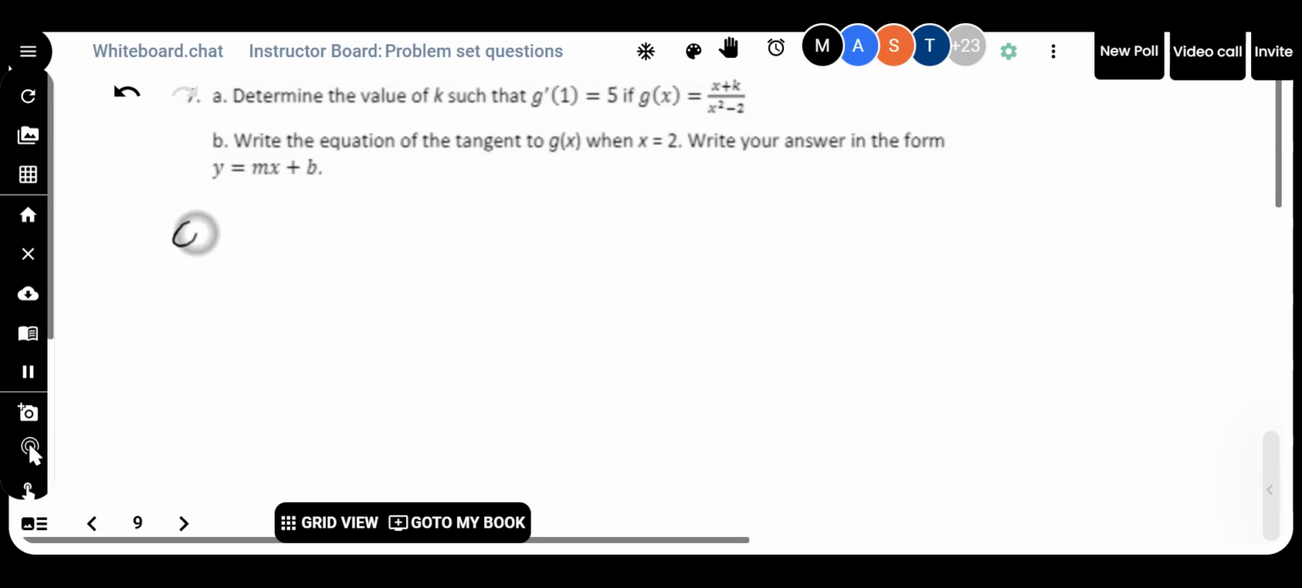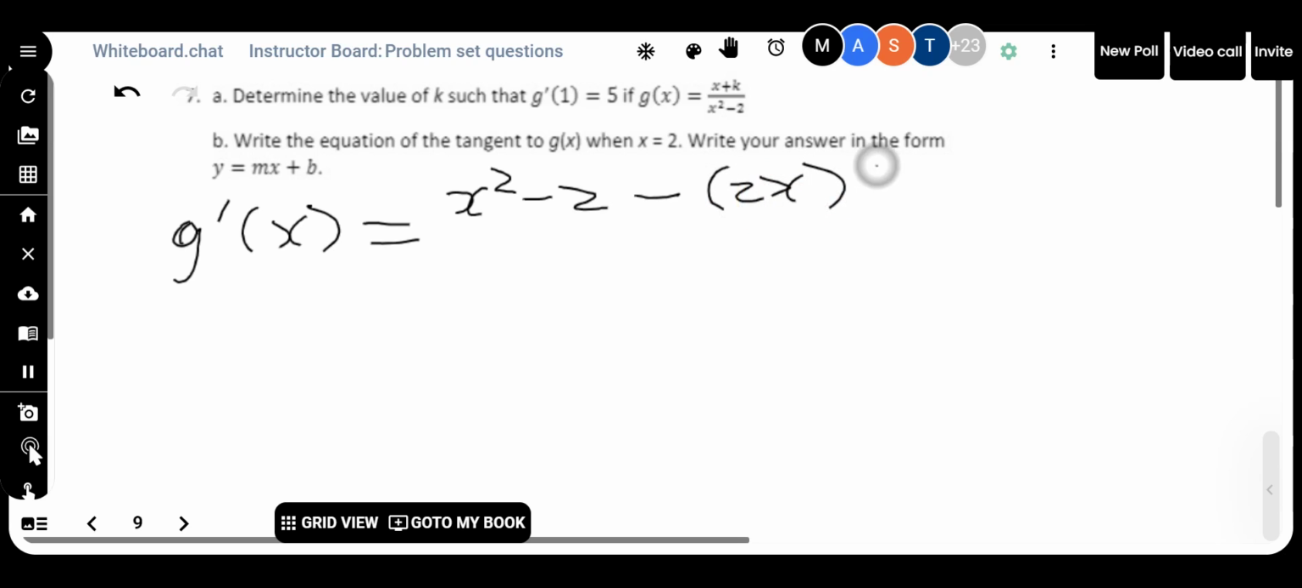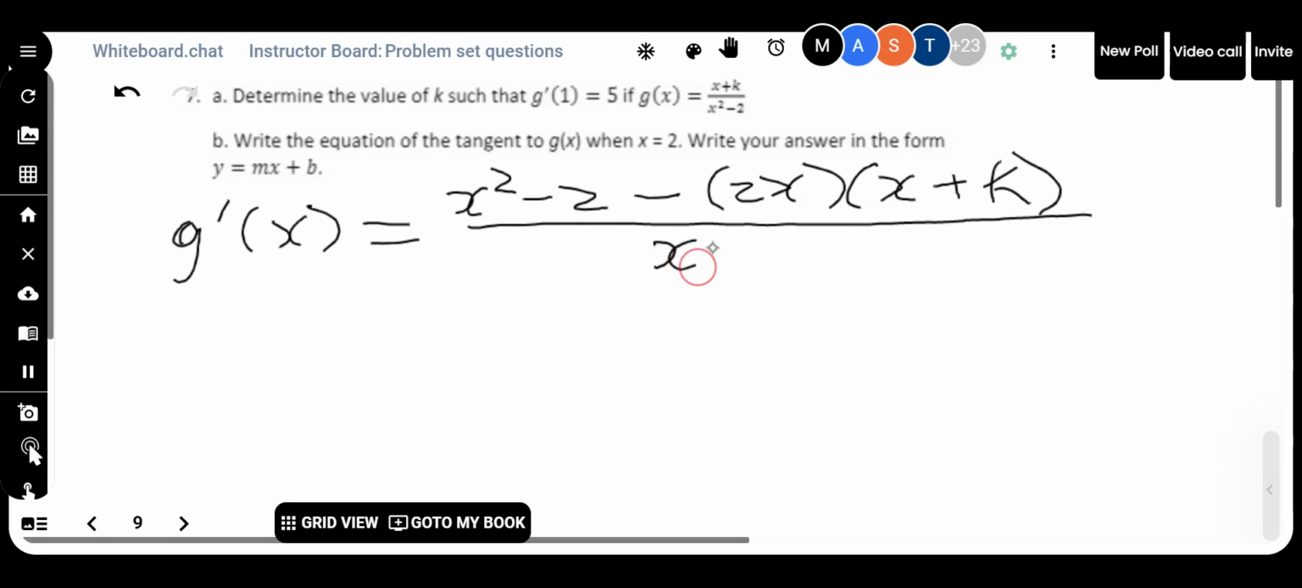So the g prime of x, and I would think that using the quotient rule would be the best way to go about this. So I'm thinking derive the top, which is just simply 1, times the bottom, so it's 1 times x squared minus 2, right? Minus the derivative of the bottom, which is the 2x, multiplied by the x plus k. All of that over x squared minus 2 squared.